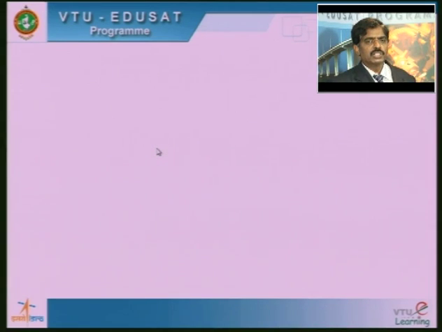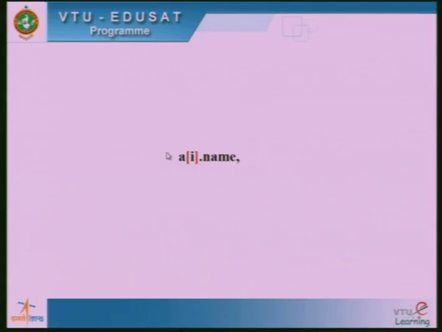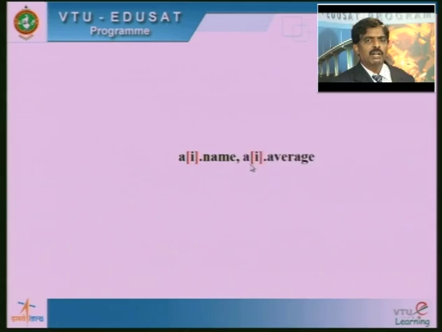Okay, now we see the last function which is used to display. What I have to display? Name I have to display, and I want to display average also. So, let me write a[i].name, a[i].average. So, one is name and another is what? A floating point number. So what is the format specifier I should use here? Percentage s and percentage f. So I write percentage s and percentage f.